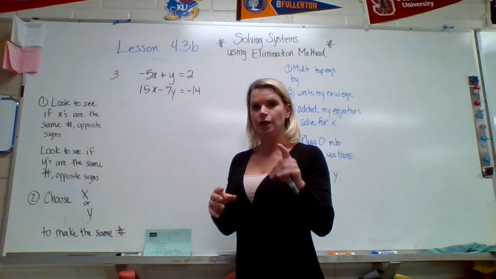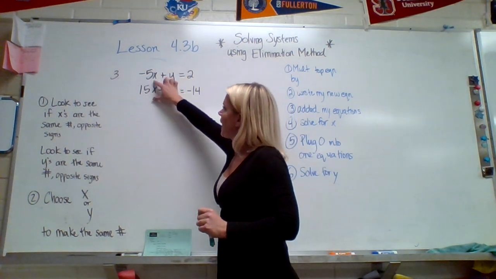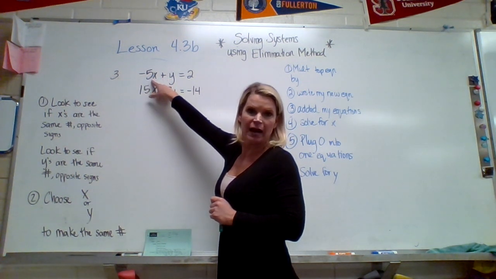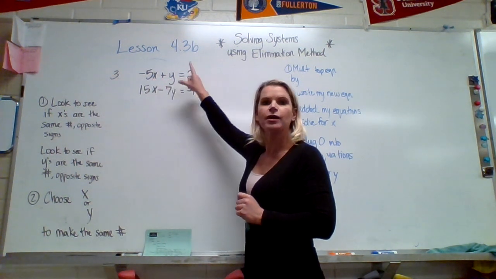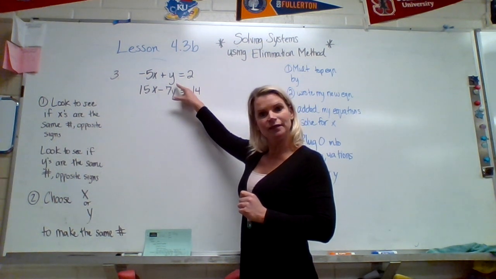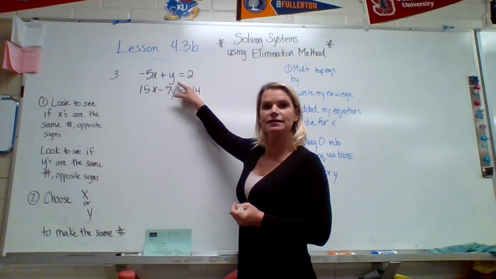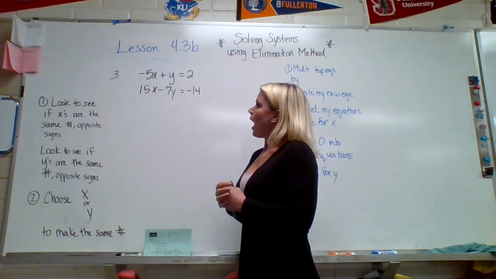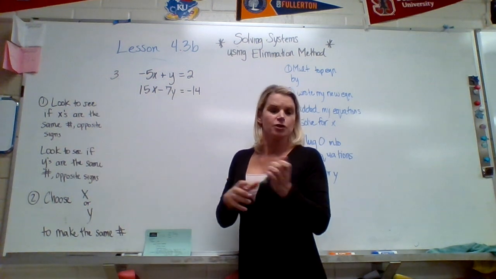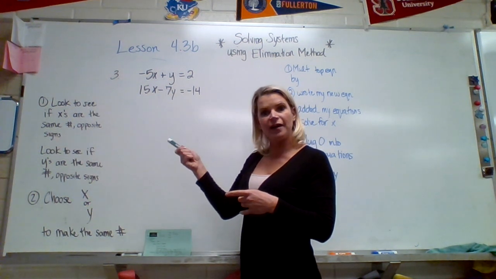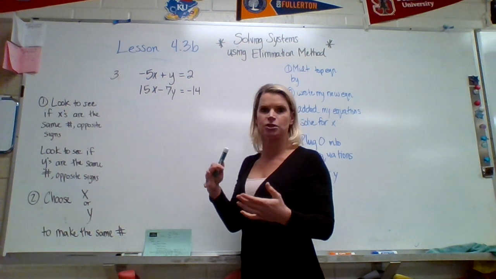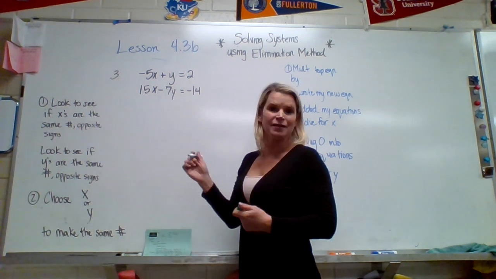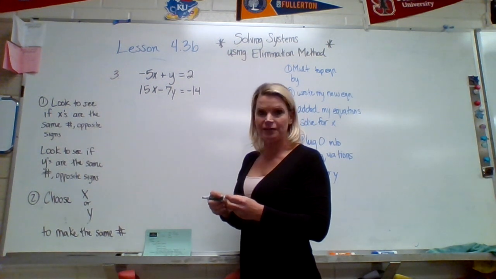Your choices are, I could make both of my x's into 15s, and I would have to multiply the top equation by a 3. Or I could make both of my y's a 7, and I would have to multiply my top equation by 7. Since it's a 1 right now, 1 times 7. I'm going to choose to multiply by 3. So that means that I'm going to look at the 5, and I notice that the signs are negative, positive, which is great. It's set up, ready to go. So the top equation is a negative 5. I want it to be a negative 15.